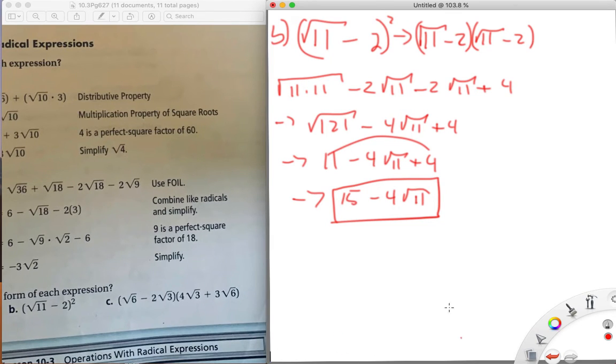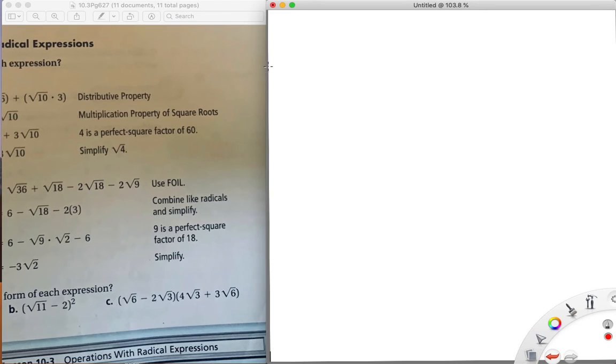And then for C, I'm going to use FOIL again to multiply these two radicals. So I have 6 square root minus 2 root 3 times 4 root 3 plus 3 root 6.